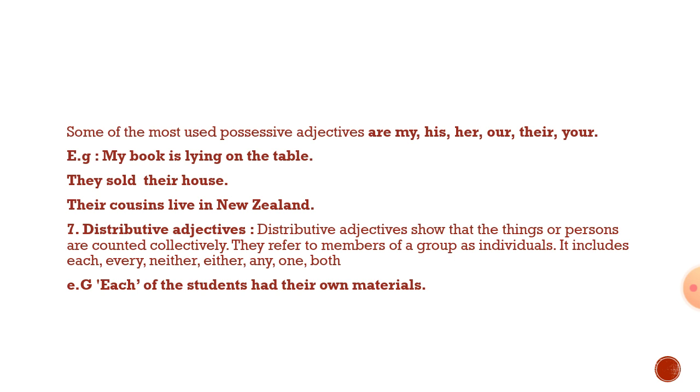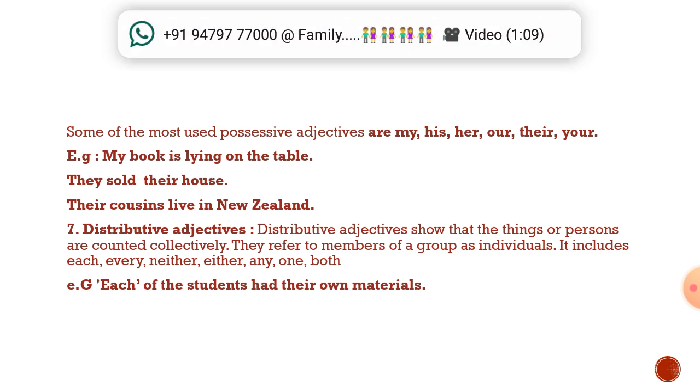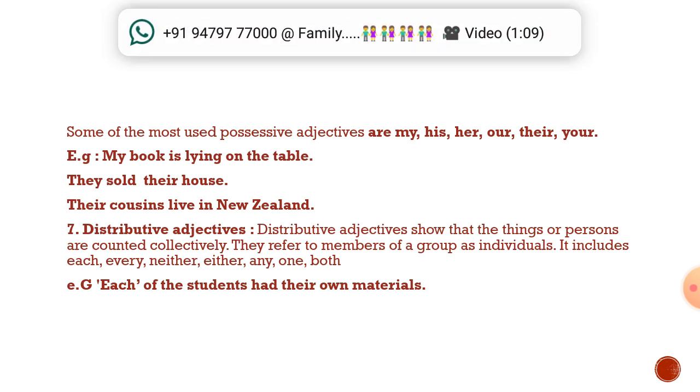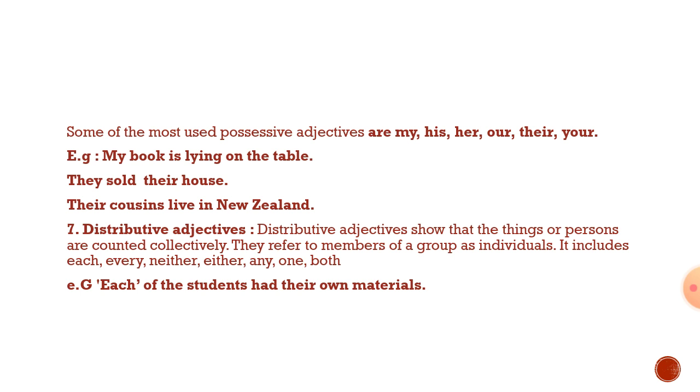Let's discuss distributive adjectives. Distributive adjectives show that the things or persons are counted individually. They refer to members of a group as individuals. It includes each, every, neither, either, any, one, both. For example, each of the students had their own materials. The word each refers to every individual student separately as opposed to the students sharing materials.